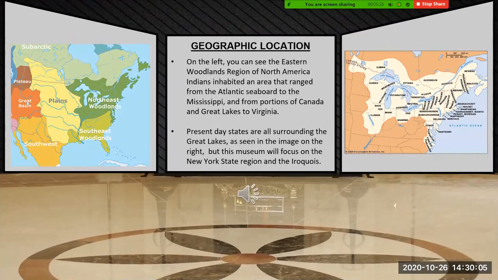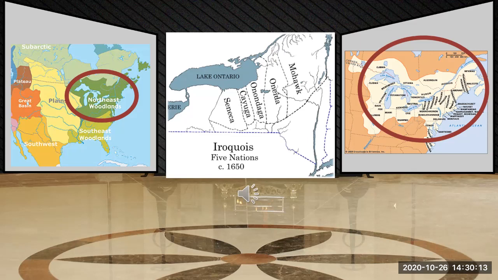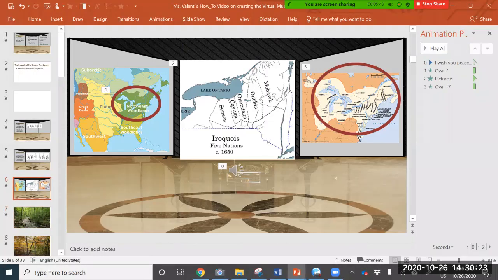For geographic location, you can see I inserted 2 maps, but I also added features like circling or highlighting different areas. So if I were talking or making a voiceover for this slide, it would show the person exactly where to look. And I also want to show you how to do that. So you go insert image to get the map in there, just like I did with the 6 nations.